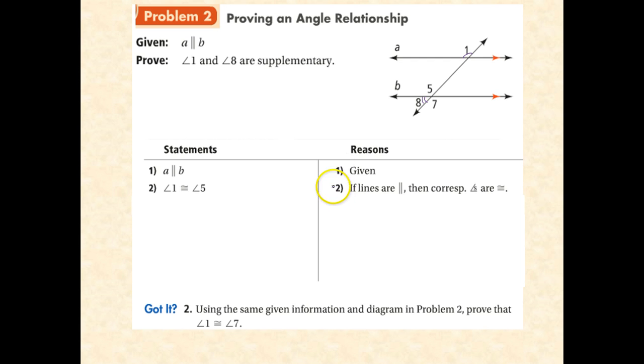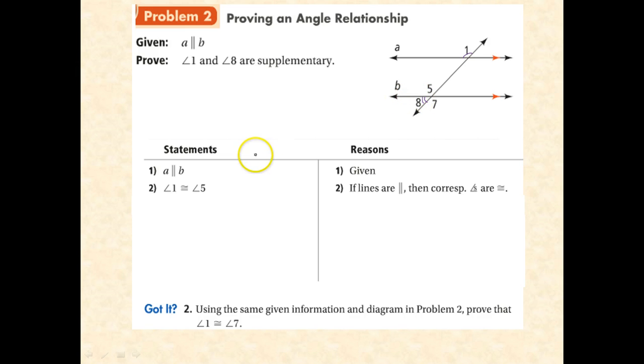Well, let's see. How does that help us? It'd be pretty easy to show that angle 5 and angle 8 are supplementary. So we've shown that angle 1 and angle 5 are congruent, so they have the same measure. And then it looks pretty obvious that angle 8 and angle 5 are supplementary. So then we can use that information to show that angle 1 and angle 8 are supplementary.